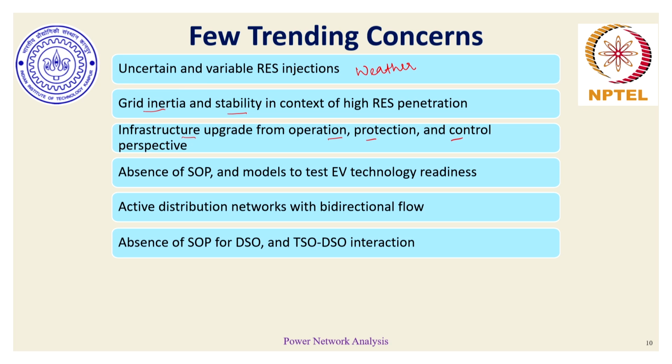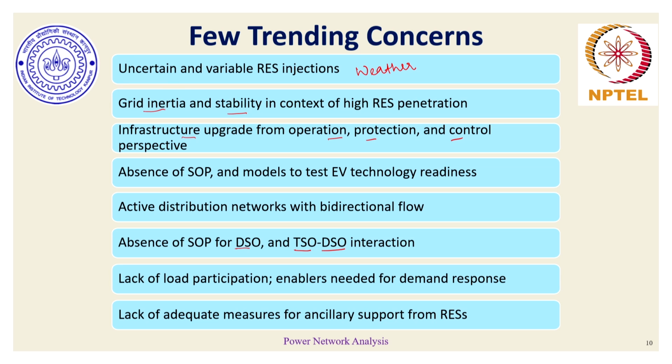We don't have a standard operating procedure for distribution system operators, in short known as DSOs, and how these different DSOs would interact with the transmission system operator who basically operates the network. So basically it's POSOCO or Grid Controller of India. How would POSOCO interact with the operator of the distribution network? Those interactions, those procedures, are still not matured yet. And lastly, the loads still lack participation from a demand response perspective.